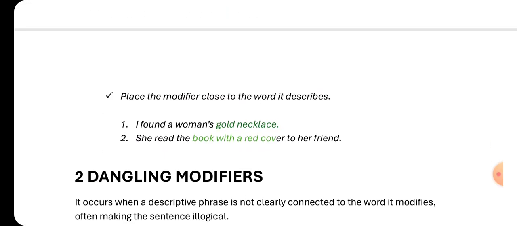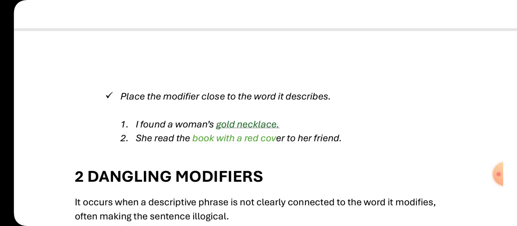So you correct it by placing the modifier closer to the word it modifies, by saying that I found a woman's gold necklace. Yes, you can find a woman, and at the same time you can find a gold, or you can find a necklace. But look at it very carefully. You could see that I have modified the word.